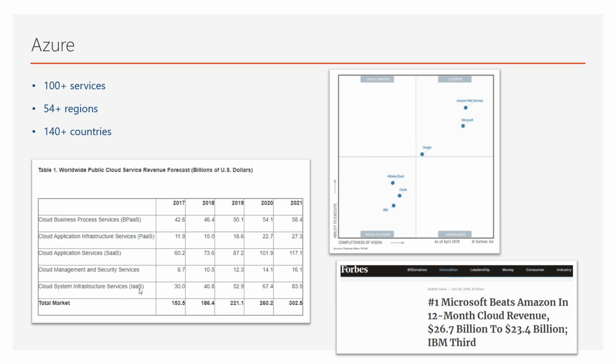The last one which you'll see here is the IaaS, which is the infrastructure as a service, which includes things like virtual machines and all that. In 2017, when you just want to take some infrastructure and run your applications on top of it, it was approximately $30 billion. In 2021, that is approximately three times, it is going to touch $83.5 billion.